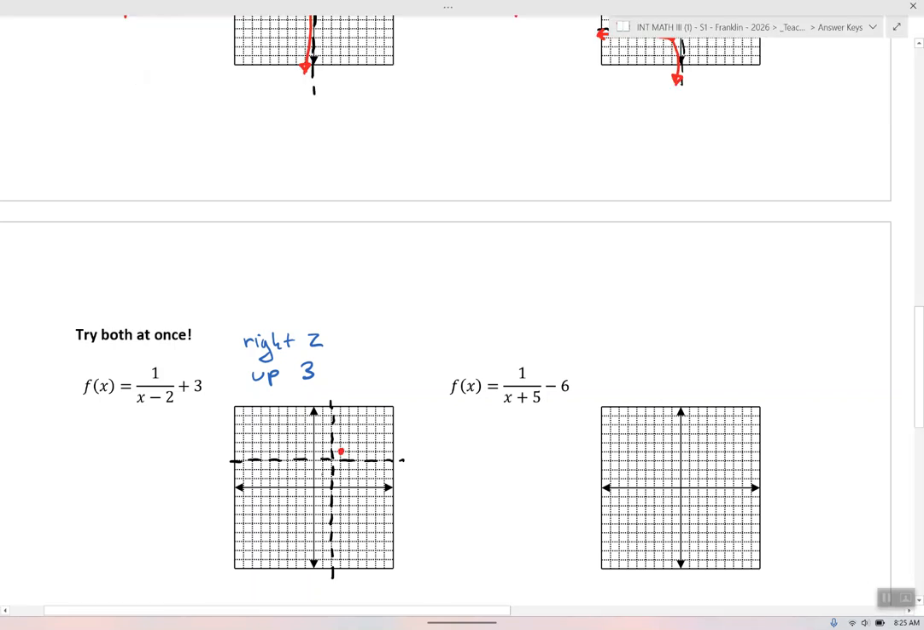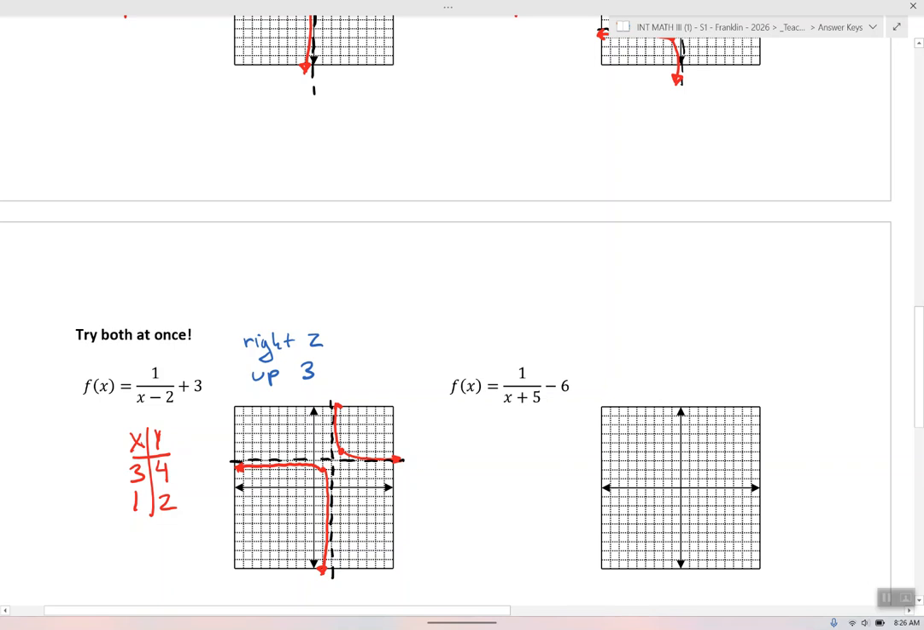And again, check these anchor points just to make sure. So I should have a point at 3, 4. If I put 3 in for x, I get 1 in the denominator, so 1 over 1 plus 3 is 4. And if I put 1 in for x, 1 minus 2 is negative 1, and 1 over negative 1, negative 1 plus 3 is 2, which is what I have here. So that worked out. I can be confident that I put those in the right spots. Not my best curve on that one, but close enough.